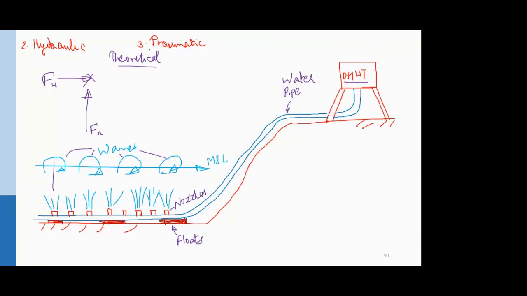So the third type in this is the pneumatic breakwater, the special type of breakwater. So the assembly, you can assume it to be the same. Now just instead of this overhead water tank, in pneumatic what you have is compressed air. Okay. So if you are using compressed air to break this force of wave, then it is known as a pneumatic breakwater.